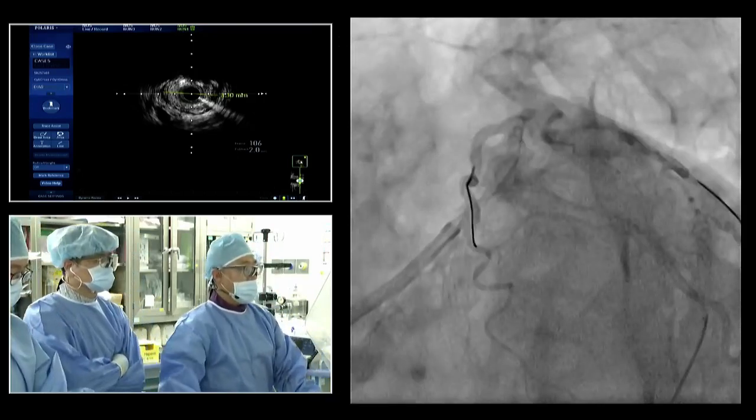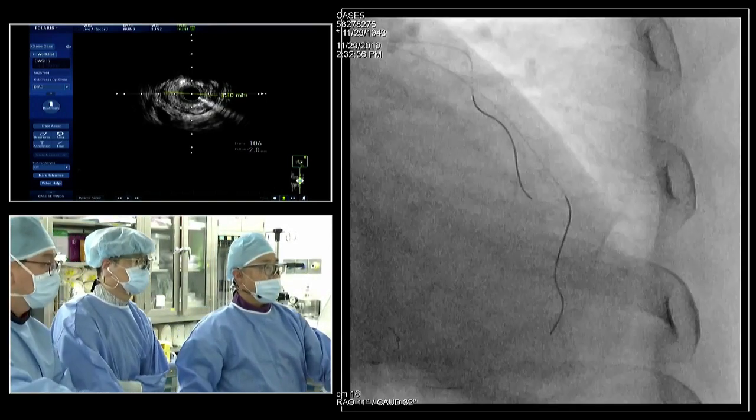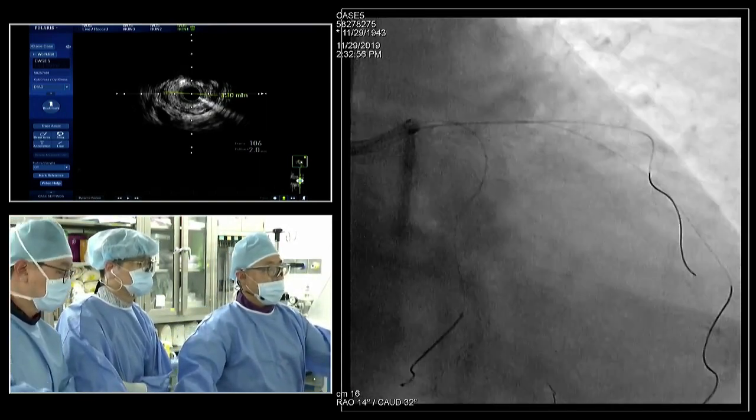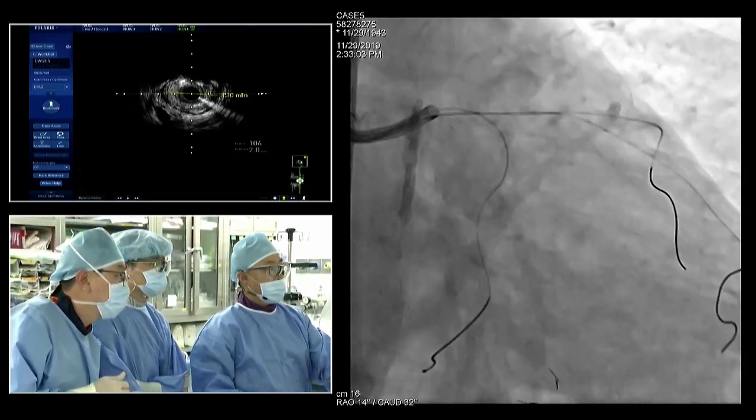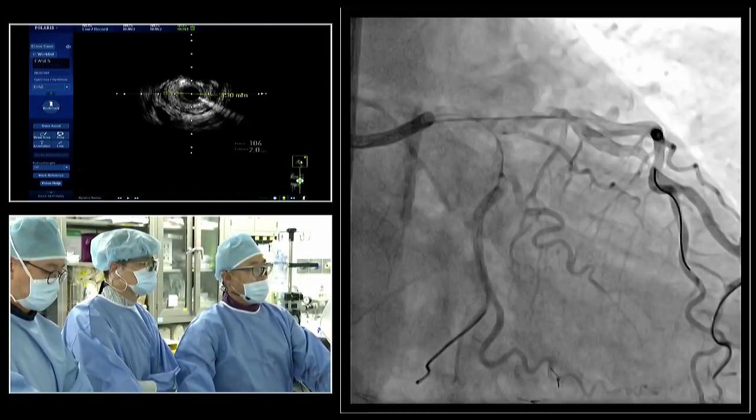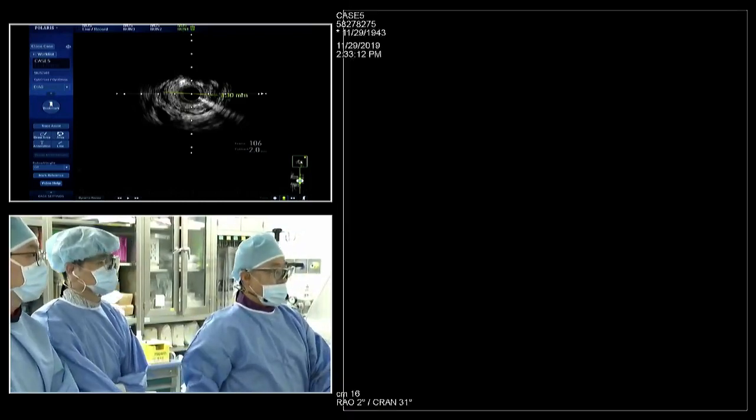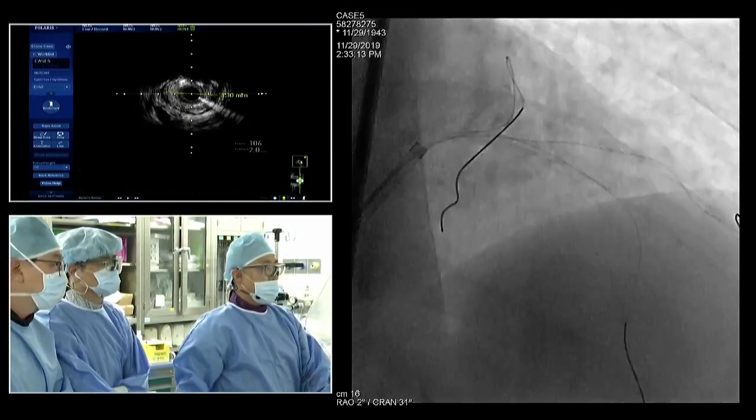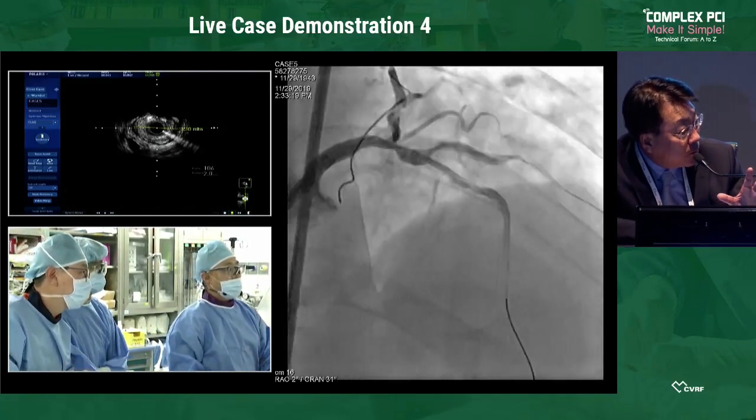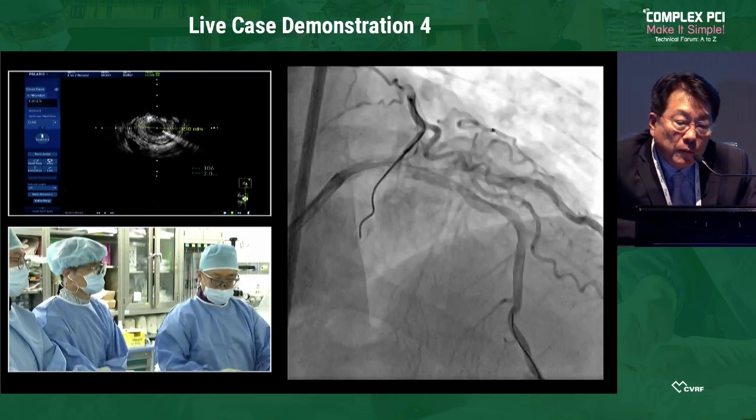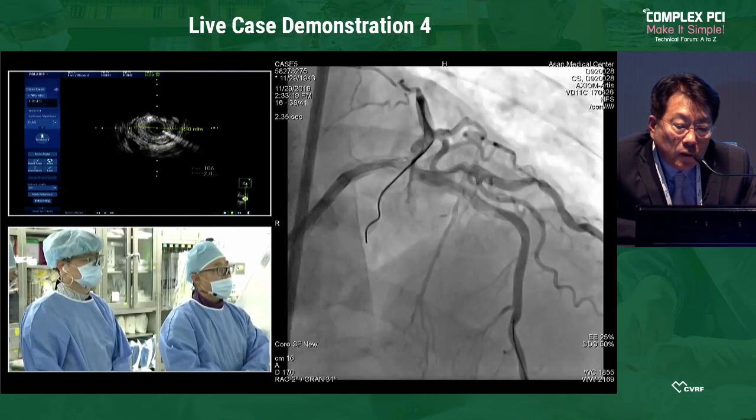Okay, much improved. Okay, and go. In fact, the circumflex is relatively small. The angiographic size looks small. However, the IVUS finding clearly shows that it is around 3.0, a big vessel with diffuse disease, and so Dr. Bob would like to treat them. So what is the next?